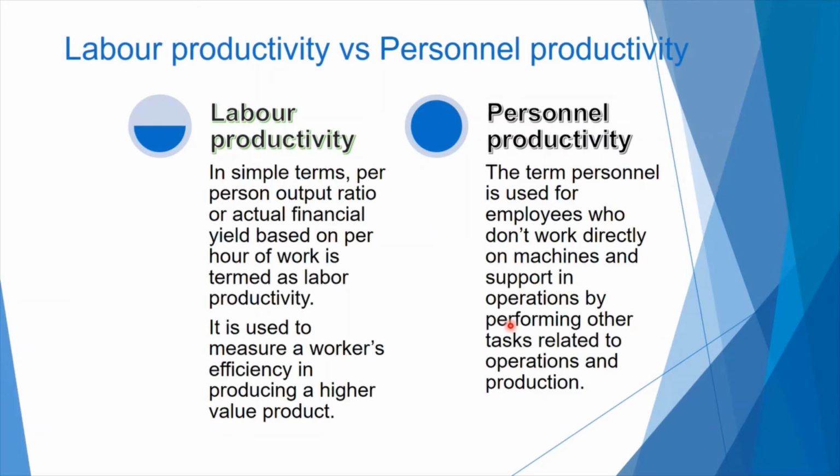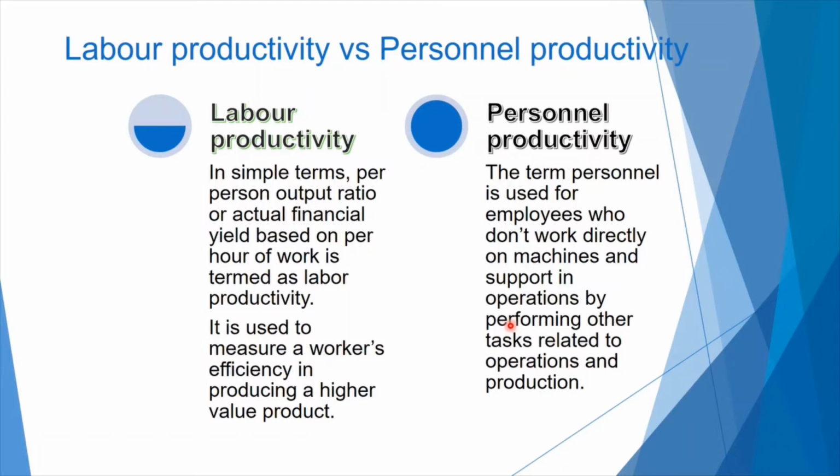Okay, the next one we have to talk about is labor productivity versus personnel productivity. It may be said that labor and personnel mean the same, but in economics and in business, there is a difference between labor and personnel. Labor productivity, in simple terms, is the per person output ratio or actual financial yield based on per hour of work. It's used to measure a worker's efficiency in producing a higher value product.